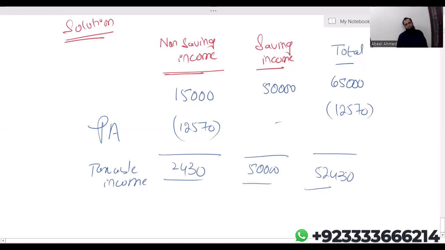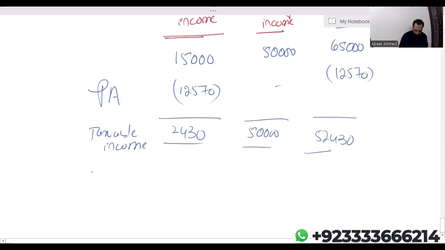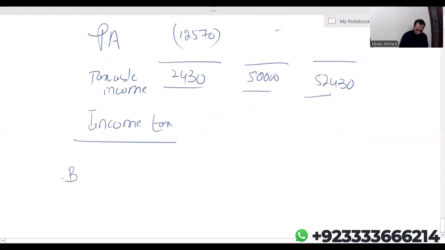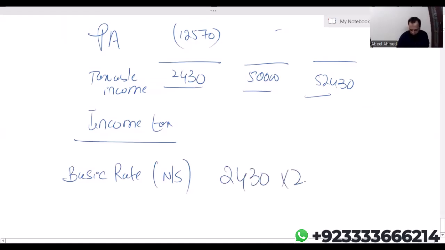Obviously, now we have to apply the tax rate. First of all, you have to apply tax rate on non-saving income, which we have 2,430 in this question. I'm talking about taxable income. Income tax. Obviously, 2,430 falls in basic rate band. Basic rate. Non-saving 2,430 into 20%. I'm getting 486.